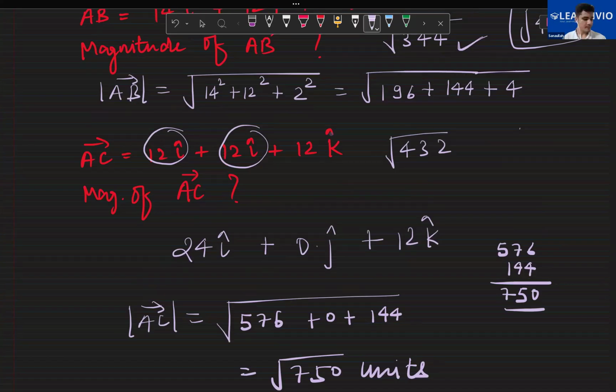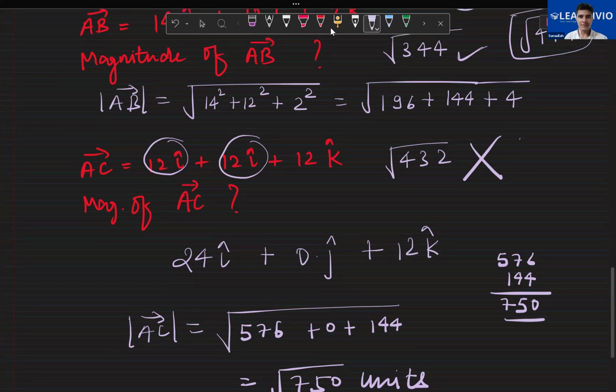So this is not the right answer. But you should check that in the one you wrote, it's 12 I cap, not 24 I cap. You wrote 12 I cap. Okay, please check it again. This is 12 I cap and this is also 12 I cap. It is not a J cap, right?